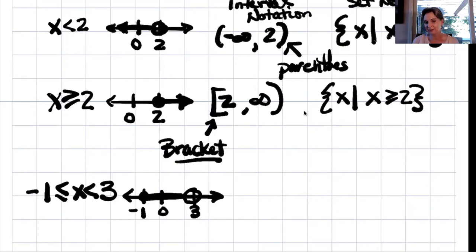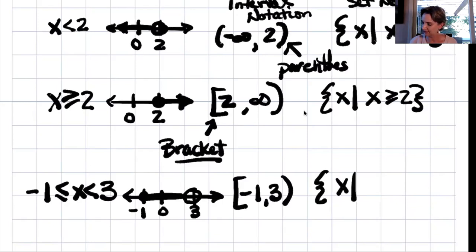So what would that be in interval notation? What do you think? What would that look like? We know it's the values between -1 and 3, but where does the parenthesis go and where does the bracket go? The bracket goes at -1 and the parenthesis at 3. Hope you got that right. And at least for now, set notation, pretty easy. All x's such that x is greater than or equal to -1 and less than 3.